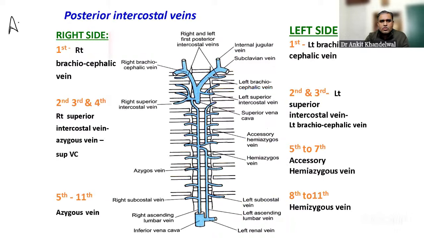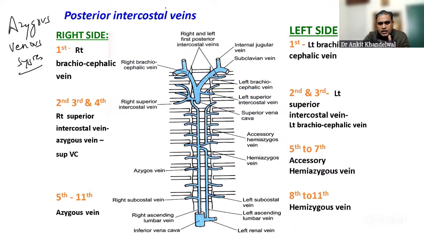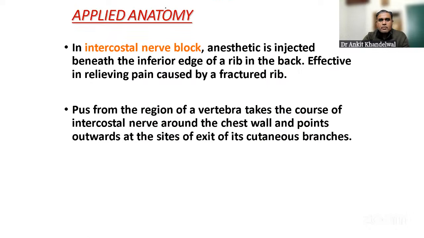I urge all of you to practice the azygous venous system diagram at least. Azygous venous system diagram is very important. And these are all the different sides, right hand side and left side, where they are draining. These are all posterior intercostal veins, not arteries. This is the azygous venous system. We will talk about this again tomorrow. Today we have other topics to discuss. Yeah, a bit of applied anatomy for the intercostal spaces.